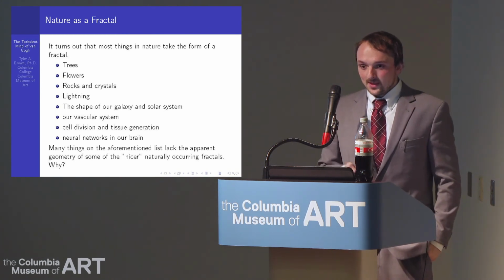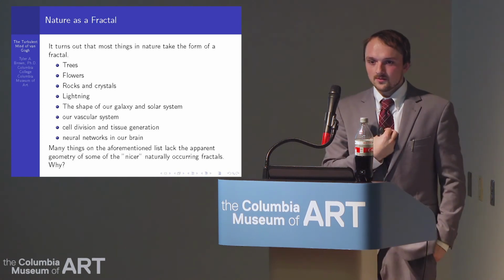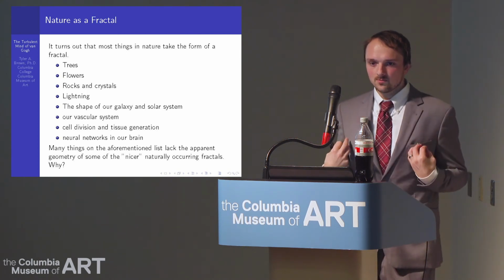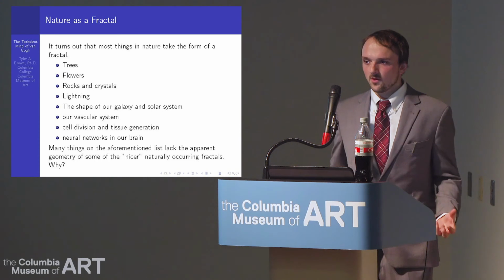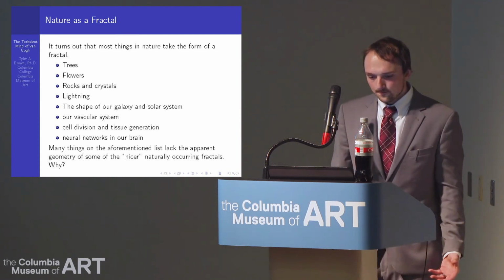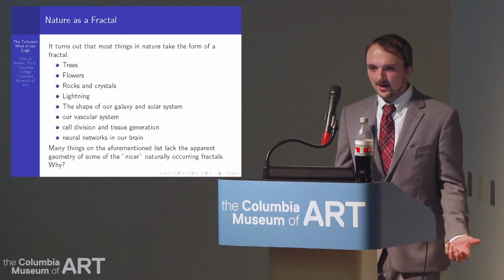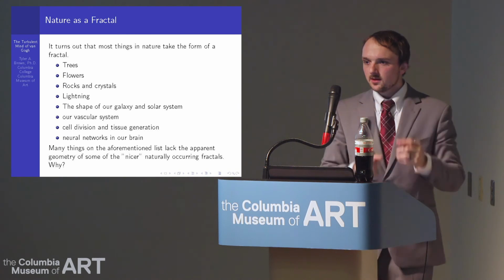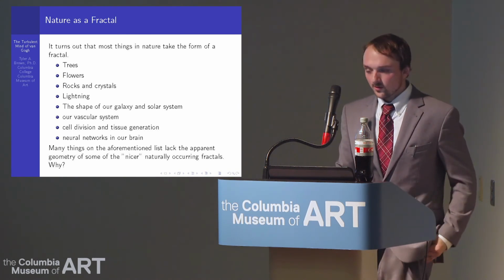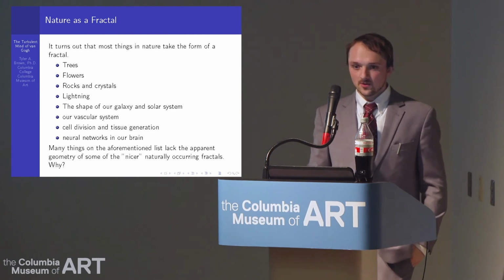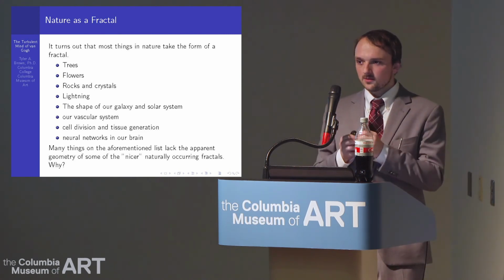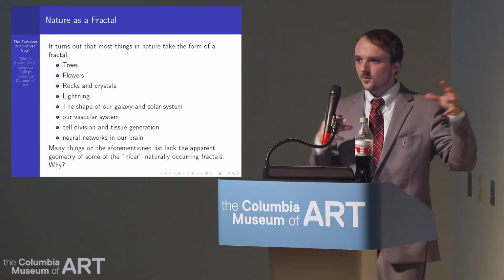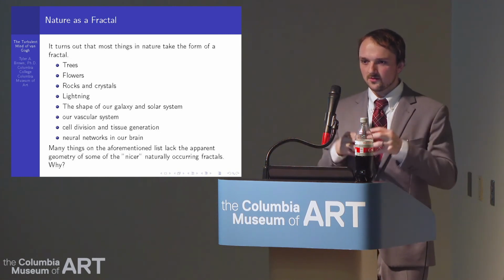Our vascular system is also fractal. It starts at the heart. That's the trunk. You have your big arteries coming out of your heart, and those break down into smaller and smaller arteries, and so on and so forth, all the way down to the capillaries. Cell division and tissue generation is a fractal process. One cell turns into two, two turn into four, four turn into eight. The neural networks in our brain are also fractals. You take a neuron, you have branches off of a neuron called dendrites, and then you have networks of neurons that connect to each of the dendrites, and so on and so forth. You create a system of neurons, and eventually your brain.